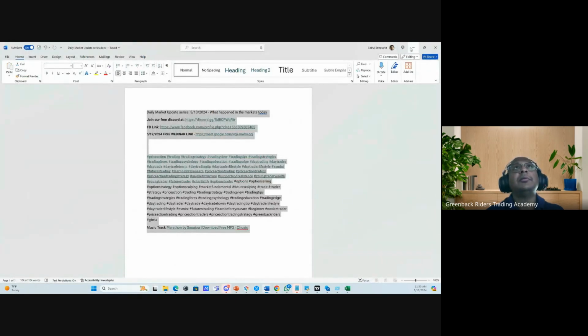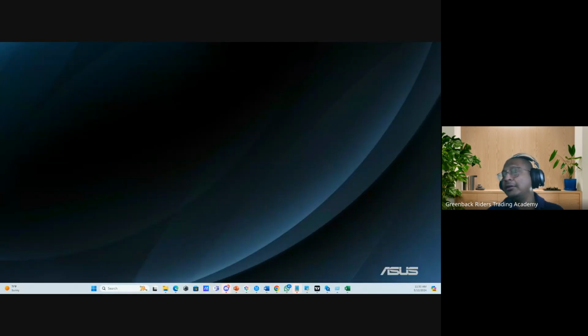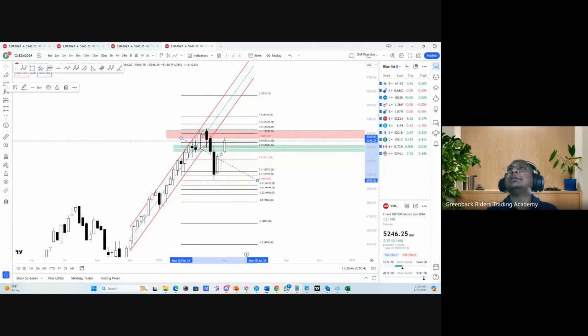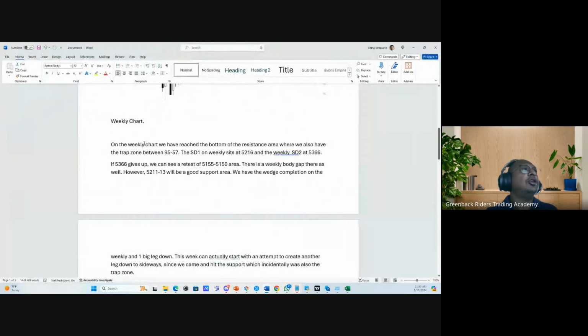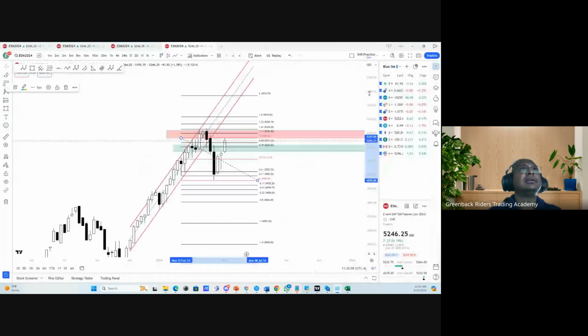If we go back to my document here, that is the same thing that I put down. On the weekly chart, we have reached the bottom of the resistance area where we also have the trap zone, 57 to 95 actually. Now, another thing that I look at is the Bollinger Bands, you know about Bollinger Bands, right?